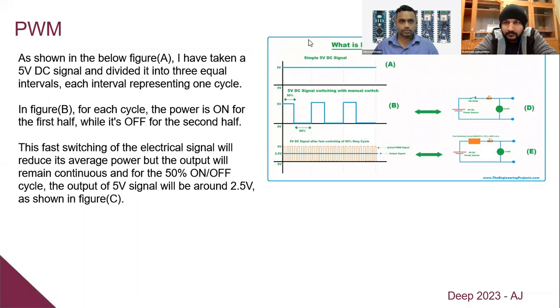Now, if we look at this picture here, you can see there's a 5-volt power supply in figure A. As shown in figure A, I have taken a 5-volt DC signal and divided it into 3 equal intervals. Each interval will represent one cycle. So this part is one cycle, right?